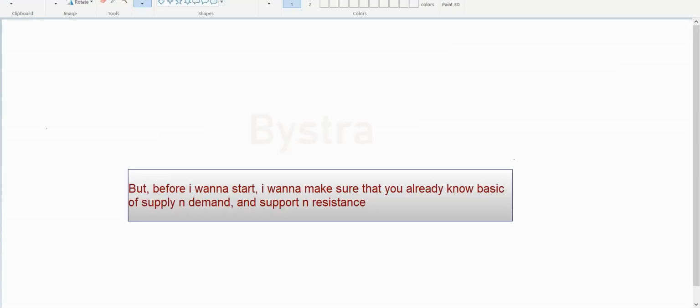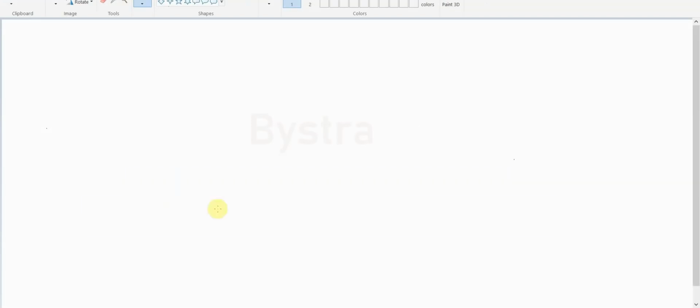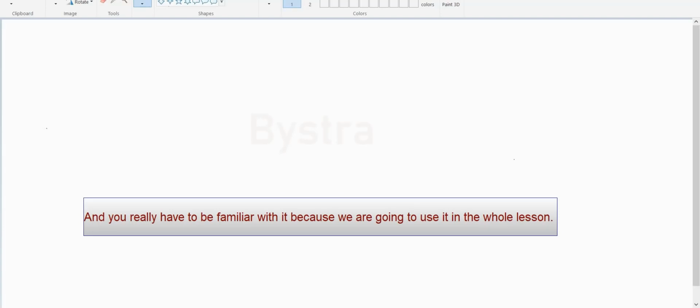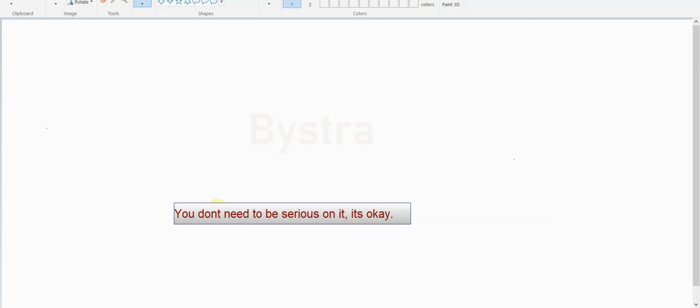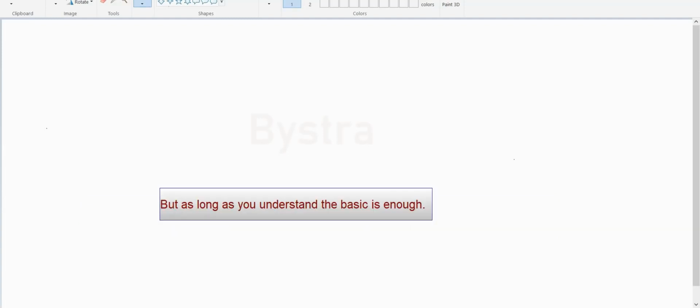In English. But before I start, I want to make sure that you already know the basics of supply and demand, support and resistance. You really have to be familiar with it because we are going to use it in the whole lesson, okay? You don't need to be serious about it, but as long as you understand the basics, it is enough.